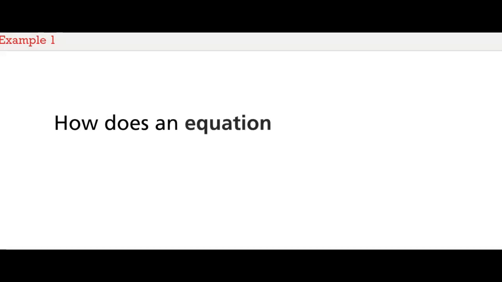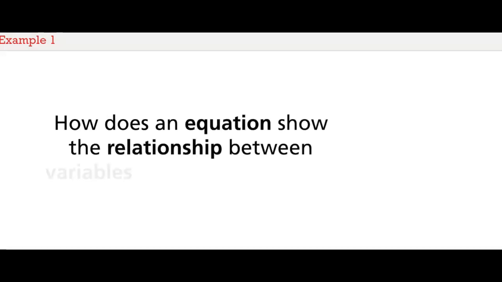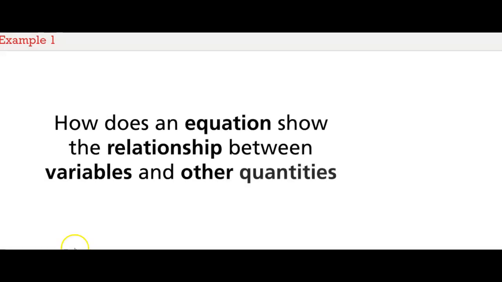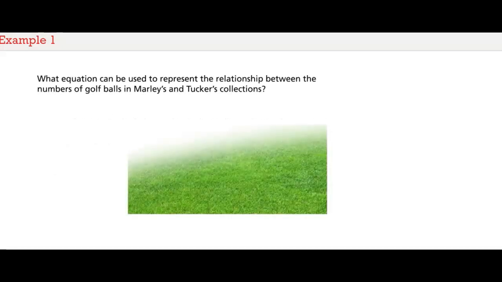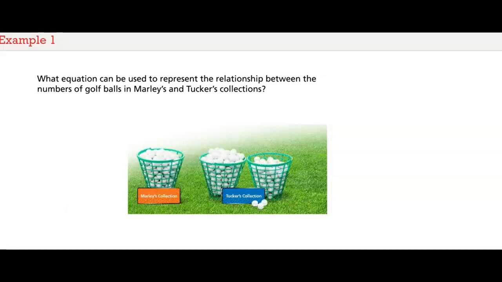How does an equation show the relationship between variables and other quantities in a situation? Think about this question during the lesson. What equation can be used to represent the relationship between the numbers of golf balls in Marley's and Tucker's collections?